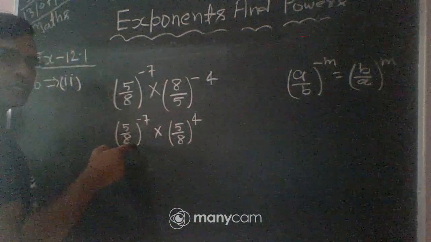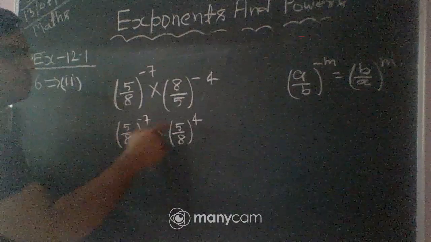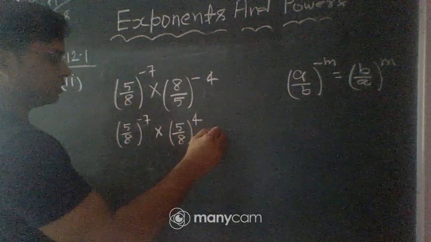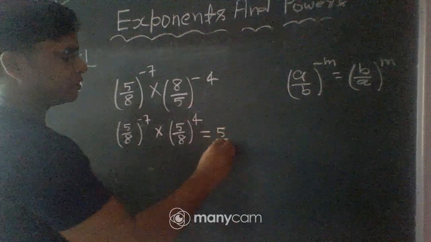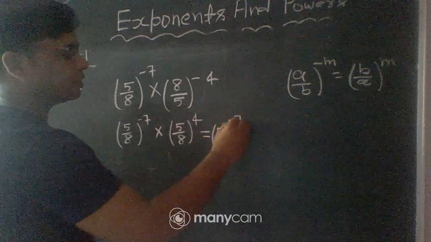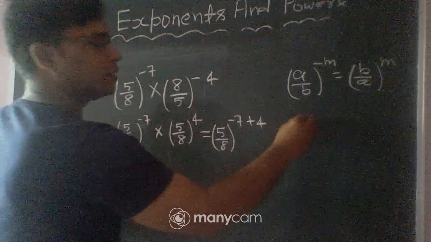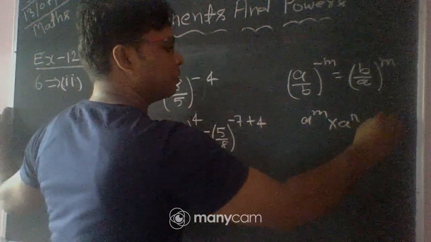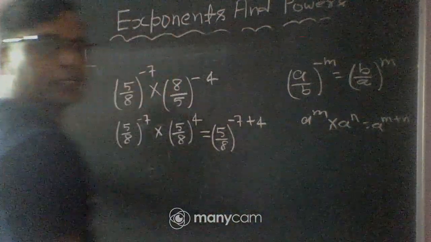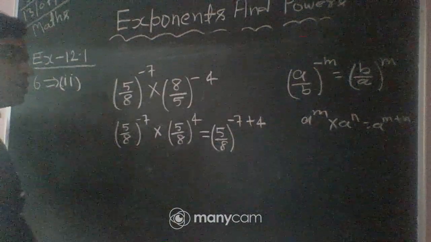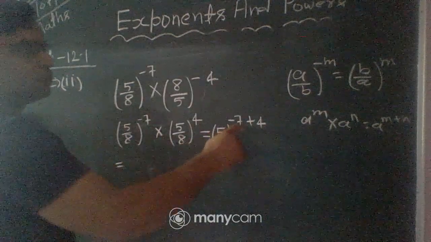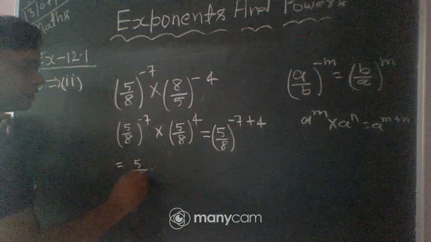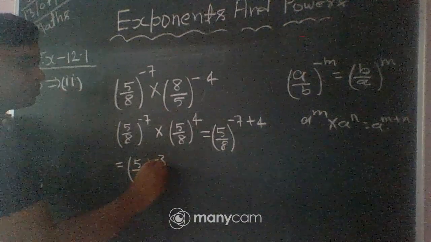And now here you can see the bases are equal, 5 by 8, 5 by 8, but the powers are different, so you can write it (5 by 8) power is minus 7 plus 4. You know 8 to the power m into 8 to the power n is equal to 8 power m plus n. Clear? So you can write it, and we obtain minus 7 plus 4 is minus 3. So we find (5 by 8) to the power minus 3.